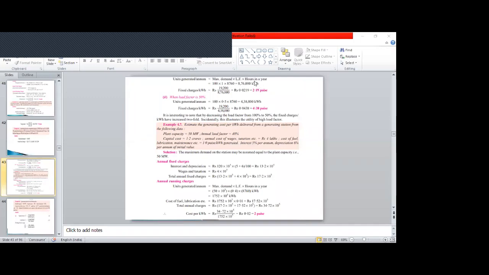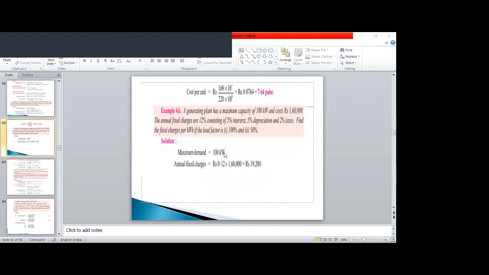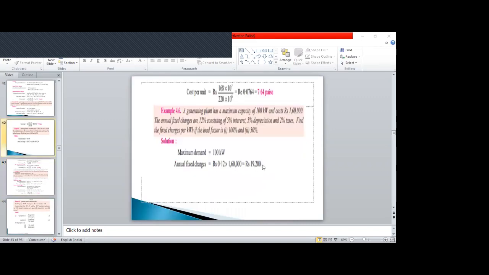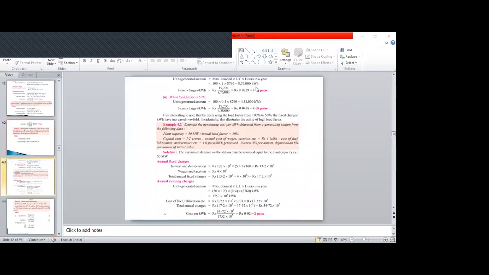So these many units are generated. It should be in kilowatt hour. Here it is directly given as 100 kilowatts, so it is substituted, and you will get the result in kilowatt hour. But you have to estimate the fixed charges per kilowatt hour. You have already estimated the total fixed charges, 19,200. To calculate per kilowatt hour, divide by the total number of kilowatt hours. So this will give the fixed charges per unit, the fixed charges per kilowatt hour generated.